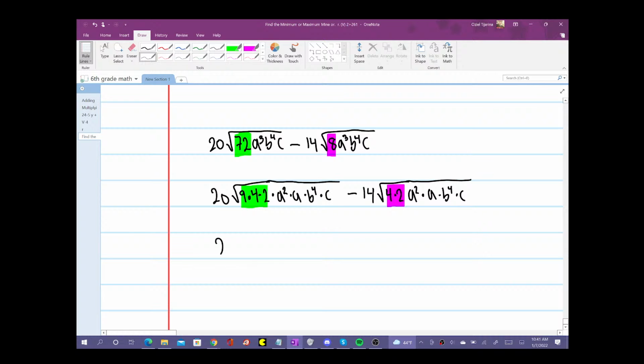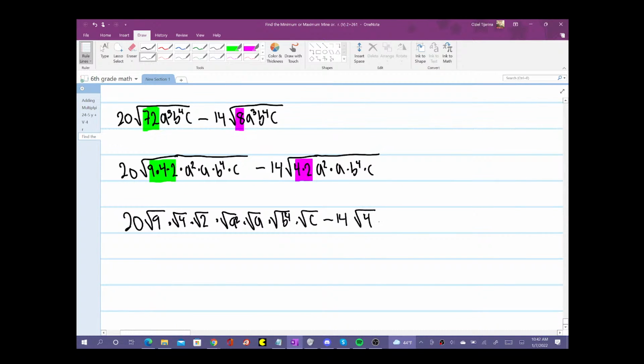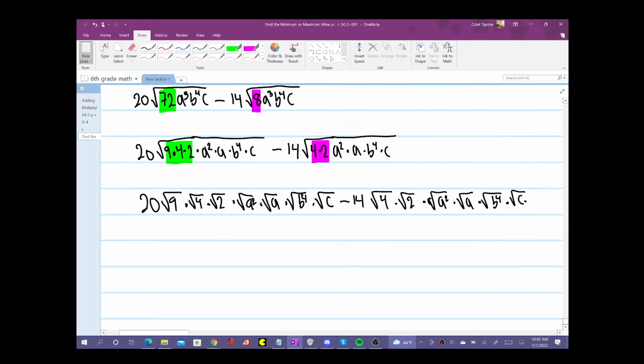So then we have to simplify it. So 20 times the square root of 9 times the square root of 4 times the square root of 2 times the square root of a squared times the square root of a times the square root of b to the fourth times the square root of c, minus 14 times the square root of 4 times the square root of 2 times the square root of a squared times the square root of a times the square root of b to the fourth times the square root of c. This one is a lengthy one, okay?